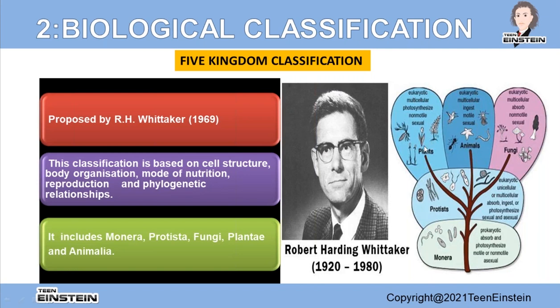MCQ question, note down. Whittaker proposed the five kingdom classification, and five kingdoms were there. Which are the five kingdoms? Kingdom Monera, Kingdom Protista, Kingdom Fungi, Kingdom Plantae, and Kingdom Animalia. These are the five kingdoms. Whittaker proposed this, and based on which characters? Based on mode of nutrition, reproduction, body organization, and phylogenetic relationship, he classified organisms into five kingdoms: Kingdom Monera, Kingdom Protista, Kingdom Fungi, Kingdom Plantae, and Kingdom Animalia.